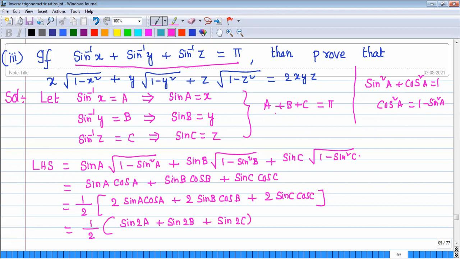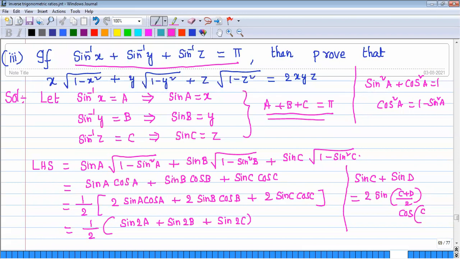My dear students, if a plus b plus c is equal to 180 degrees, the value of sin 2a plus sin 2b plus sin 2c we need to find out. Sin 2a plus sin 2b is in the form of the sin c plus sin d formula. What is the formula for sin c plus sin d? Any one of you? Do you have the idea? Or can I disclose? It is 2 sin (c plus d) by 2 cos (c minus d) by 2. Have you forgotten this formula?